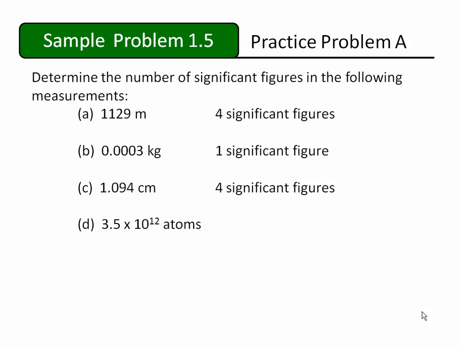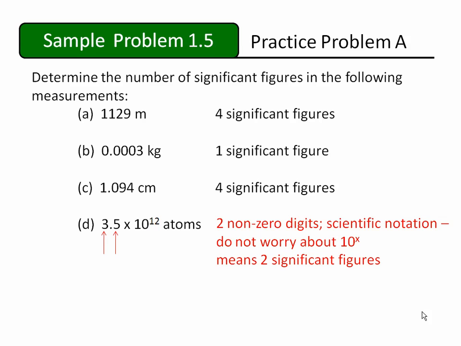Letter D asks us to consider 3.5 times 10 to the 12th atoms. This is a value that's given to us in scientific notation, and in scientific notation we never worry about the zeros that would come based on power. So we look only at the pre-exponential value, the 3.5. We see 2 non-zero digits, and this would mean that this value has 2 significant figures.